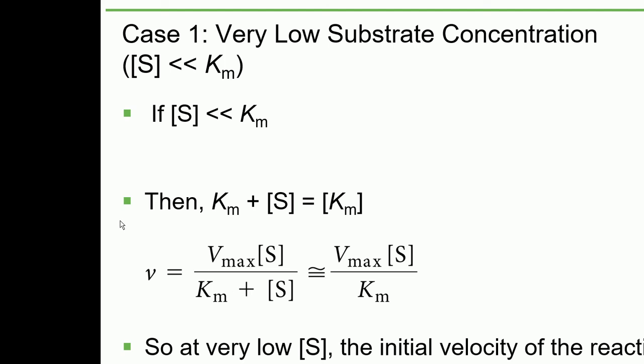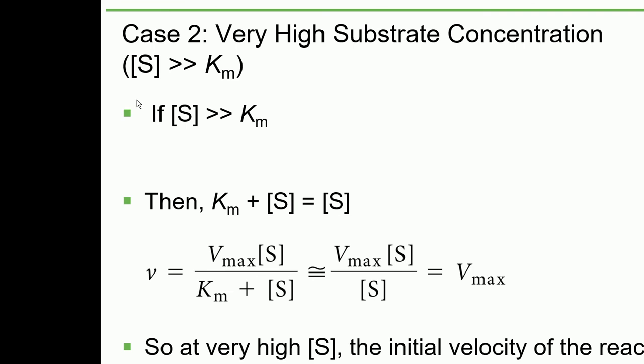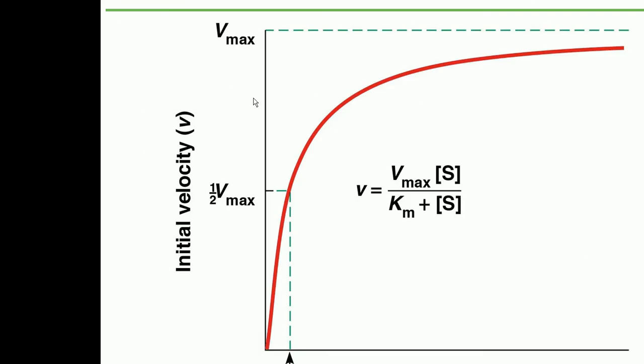So what does that mean? It means the rate of reaction is proportional to the substrate concentration. Mathematically, this formula becomes V is equal to Vmax multiplied by S divided by Km. So you have to understand the relationship of rate of reaction and substrate concentration. When the substrate concentration is very low, the initial velocity of the reaction is proportional to the substrate concentration. So if you add more substrate, the rate of reaction is going to increase. That's what it means in terms of the mathematical equation.